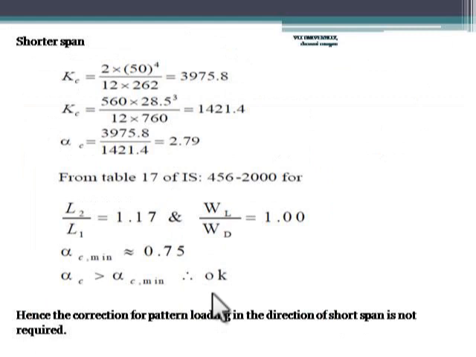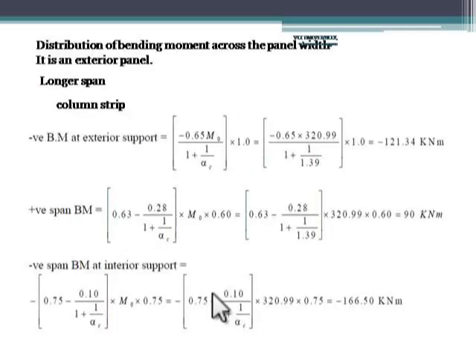For shorter span we got alpha c as 2.79. From the table, alpha c minimum we got 0.75. So hence, the correction of pattern loading in the direction of shorter span is not required. Distribution of bending moment across the panel width.